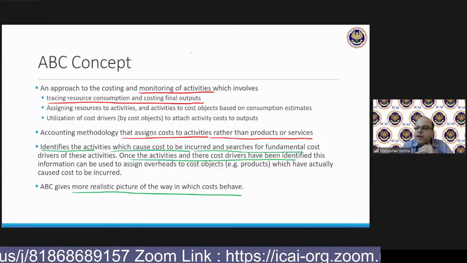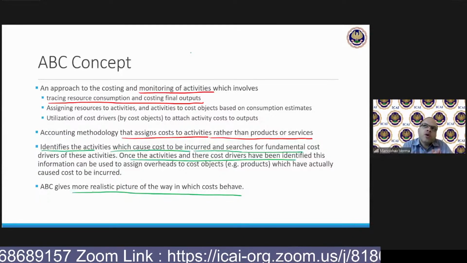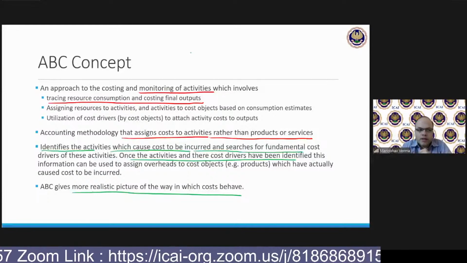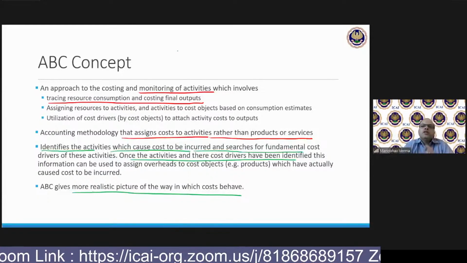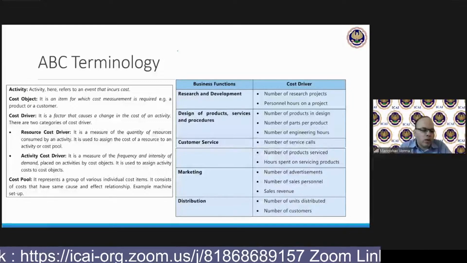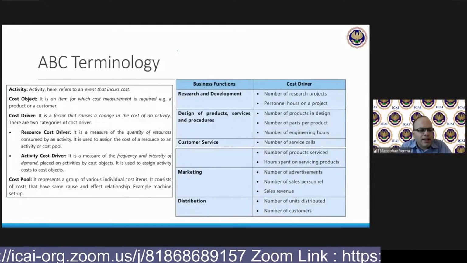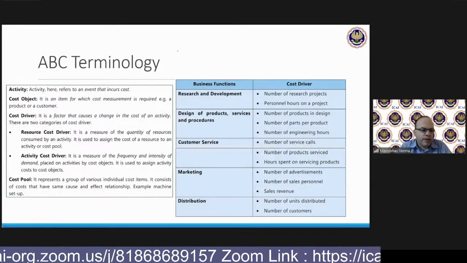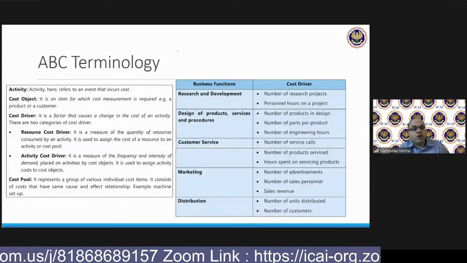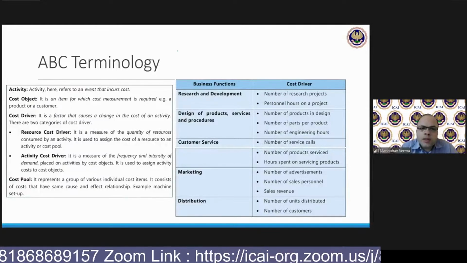So let's understand some terminology here, and not only that, we'll also see some examples of how various functions or activities can be correlated with some of the cost drivers. Let's see some terminology to start with, and I will be spending around half an hour or so on conceptual discussion, and then we will be having a lot of practice. We have a good illustration coming your way, followed up with some questions as well. So let's first focus on some terminology here.